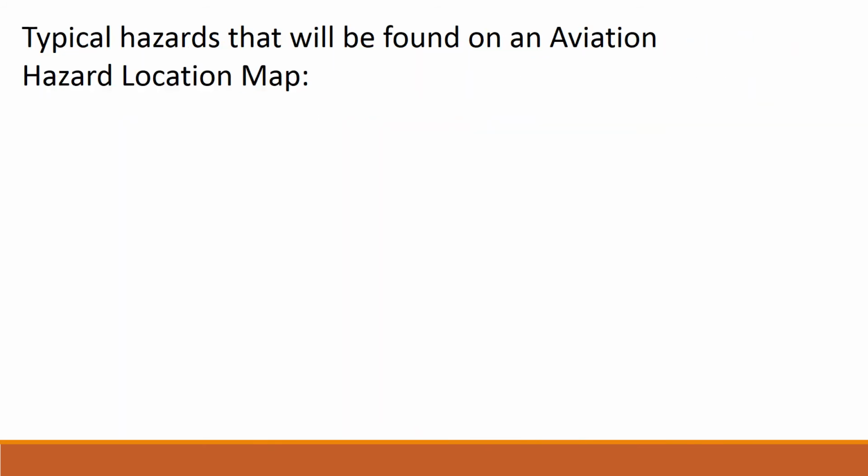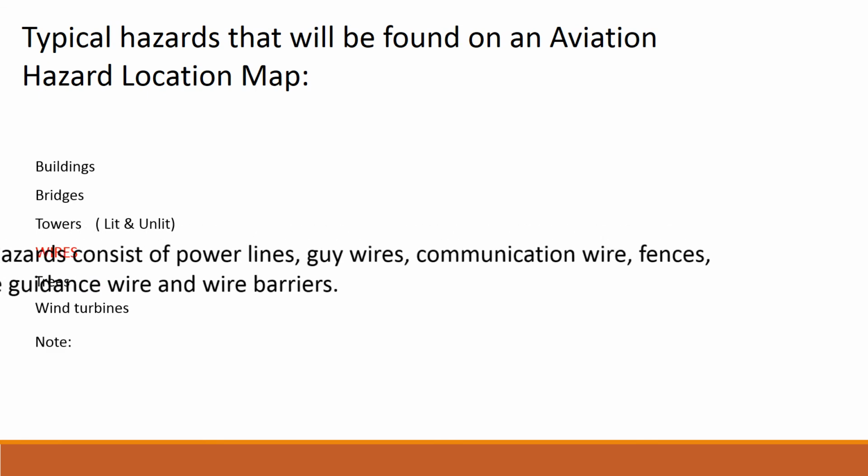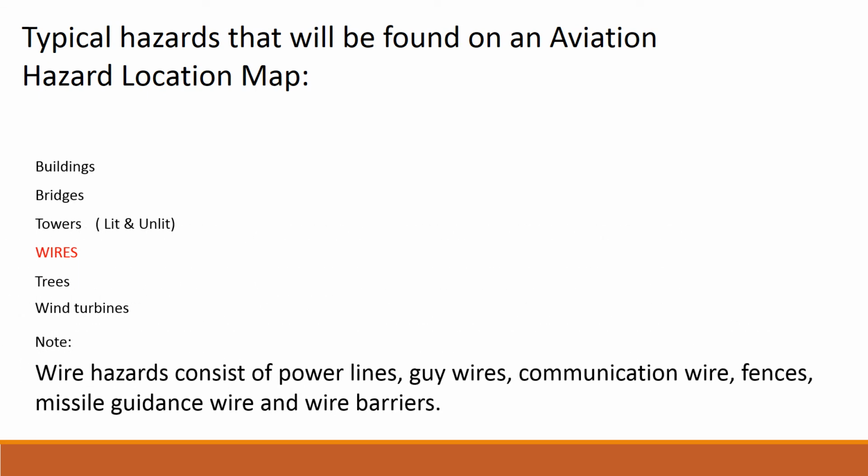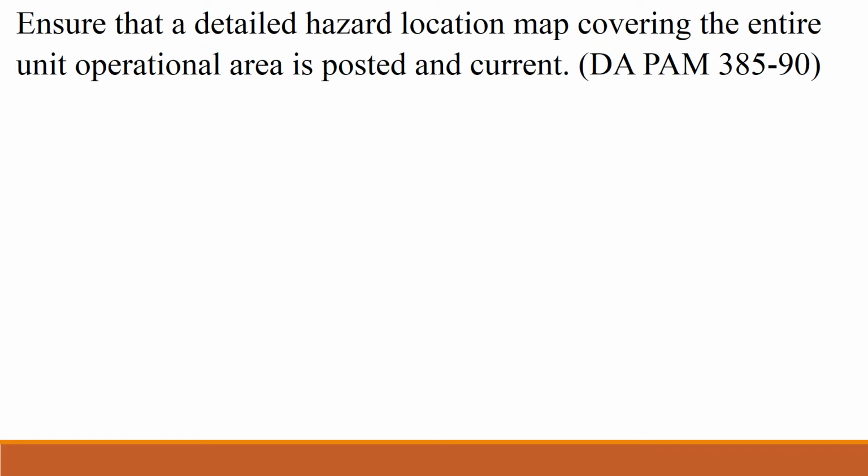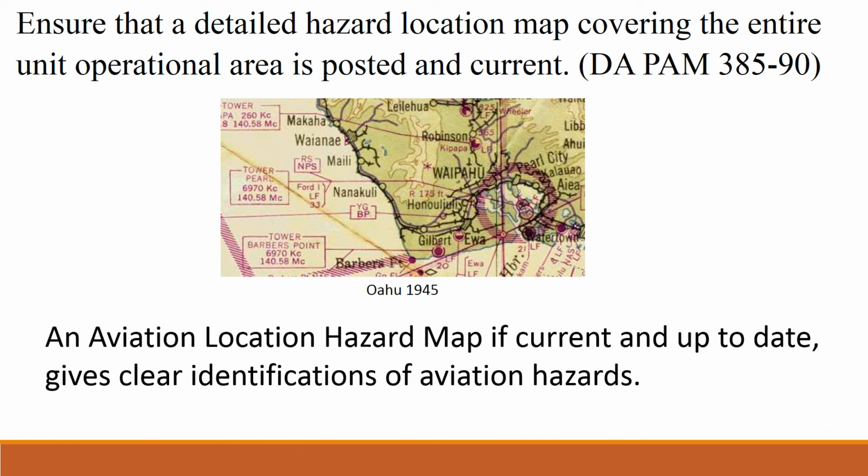Typical hazards that will be found on an aviation hazard location map are buildings, bridges, towers, lit and unlit, wires, trees, and wind turbines. Note: wire hazards consist of power lines, guy wires, communication wire, fences, missile guidance wire, and wire barriers. Ensure that a detailed hazard location map covering the entire unit operational area is posted and current per DAFAM 385-90. An aviation hazard location map, if current and up to date, gives a clear identification of aviation hazards.